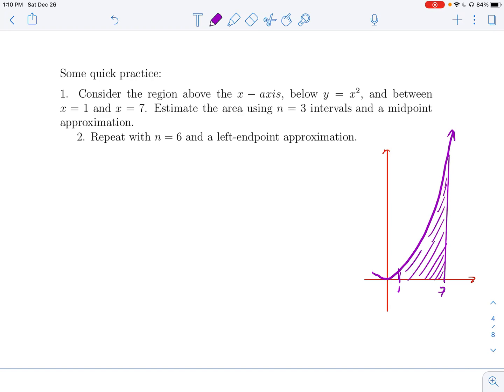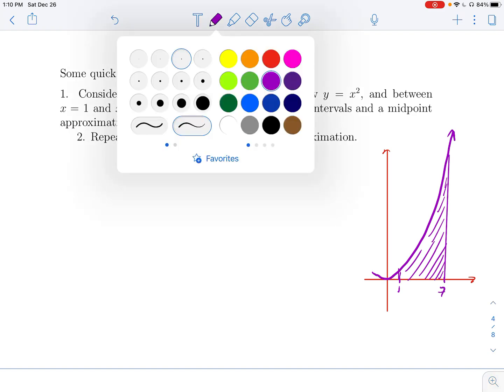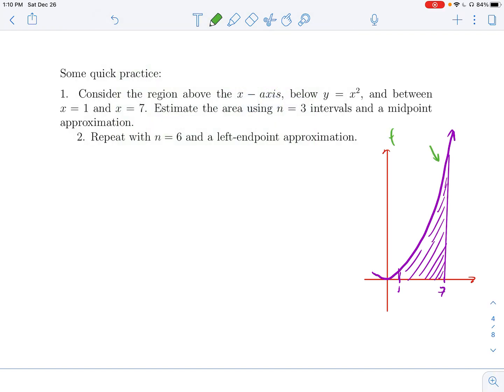And two things. So first, I want you to estimate the area using 3 subintervals and a midpoint approximation. And then I want you to do it with 6 intervals and a left endpoint approximation. So pause and try these. And if you want to skip the last arithmetic step and just present your answer, that's fine. That's actually good practice for what you would do on the AP. They might ask you a problem like number 1, and they don't really care how simplified your answer is. They want to see the process.